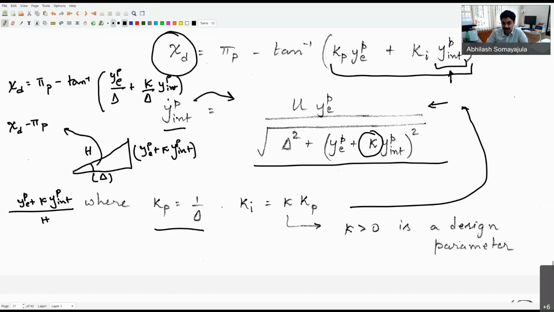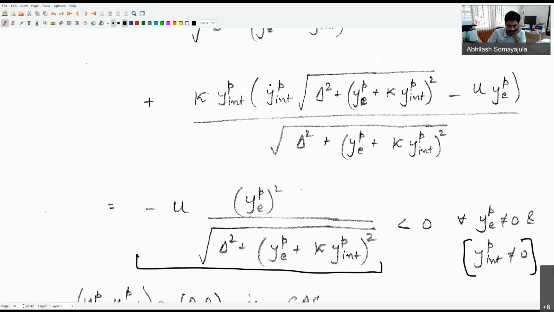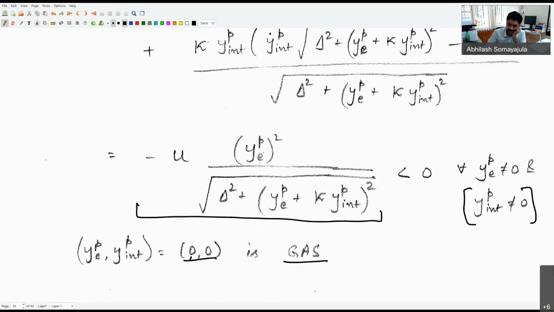Maybe they messed up somewhere. Okay, that's a good catch. So let me take a look at it one more time, and maybe in the next class we will try to revisit this problem. Okay, why the invariant set is not precisely this. Let me check here. YPE is 0. This thing will be 0. Yeah, I have to check.